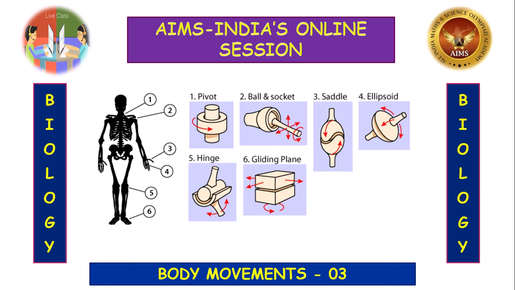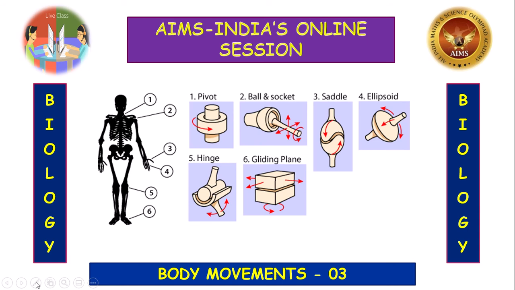So far we have completed some of the important joints like ball and socket joint, pivot joint, hinge joint. A joint is a place where two bones attach together. The movement of body parts is possible only when there is a joint. Okay, that's why they are called movable joints.